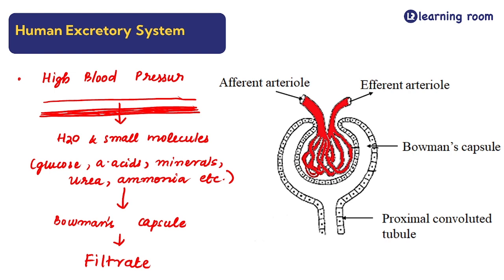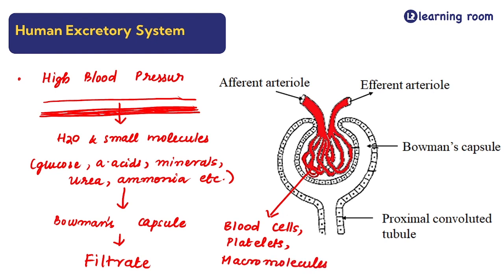Larger molecules and cells such as blood cells, platelets, proteins and fats do not enter the filtrate because they are too large to enter the pores of the basement membrane. And these are retained inside the capillaries. So inside the capillaries you have blood cells, platelets, and macromolecules such as proteins and fats.